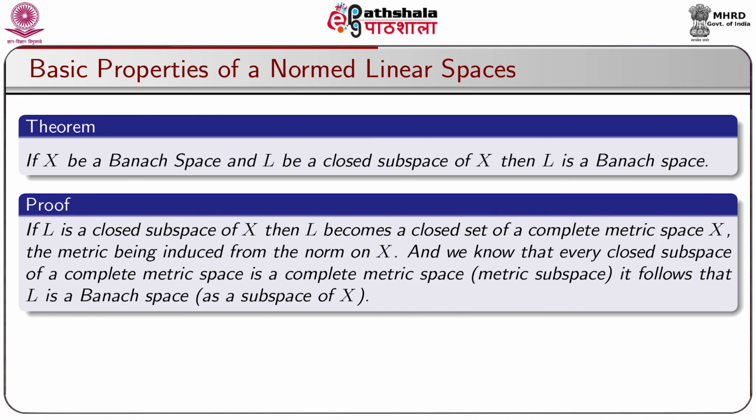So, we get the following theorem: if capital X is a Banach space and capital L is a closed subspace of X, then L is again a Banach space. The proof is like this: if capital L is a closed subspace of X, then L becomes a closed set of a complete metric space, the metric being induced from the norm on X. And we know that every closed subspace of a complete metric space is a complete metric space, that is, a metric subspace. It follows that L is a Banach space as a subspace of X.